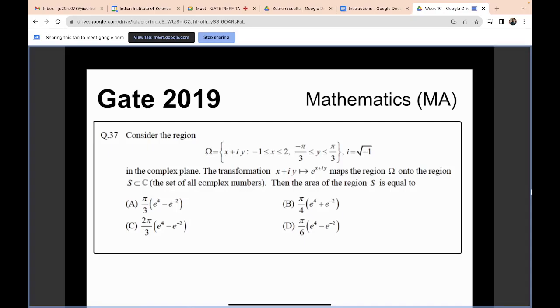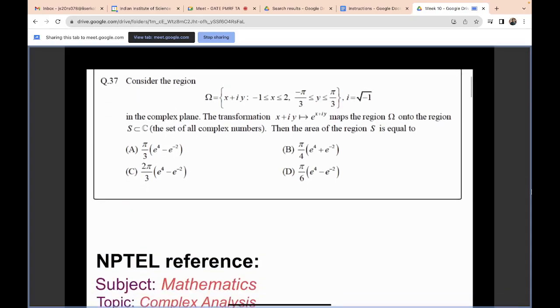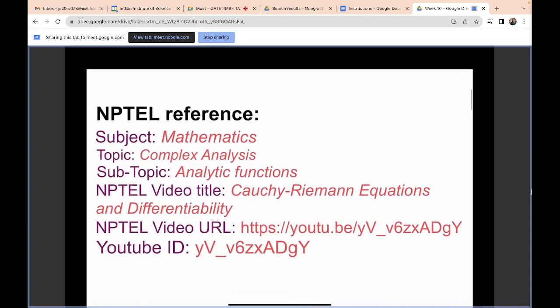So this is a rectangle in the xy plane, that is, in the complex plane, and the transformation is given: z goes to e to the power z. This maps the region omega to the region S in the complex plane. Then you have to find the area of the region S, and 4 options are given. You have to find which one is correct. Okay, so in order to solve this, this is the NPTEL reference. You can look into it.